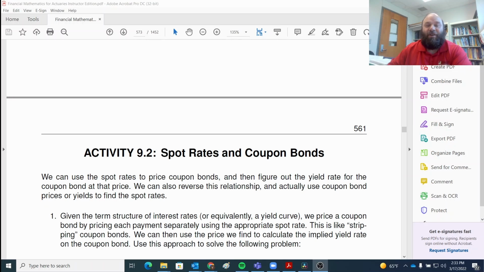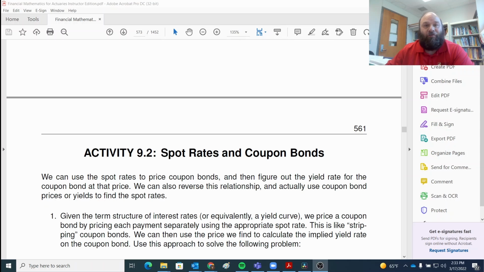All right, let's move on to the next activity, 9.2. What we'd like to be able to do is figure out how to move between coupon bonds and spot rates. For zero coupon bonds, it's pretty simple, right? The interest rate that gets you from the purchase price to the final redemption amount at maturity is your spot rate. But if we have spot rates, how do we value a coupon bond or price a coupon bond?